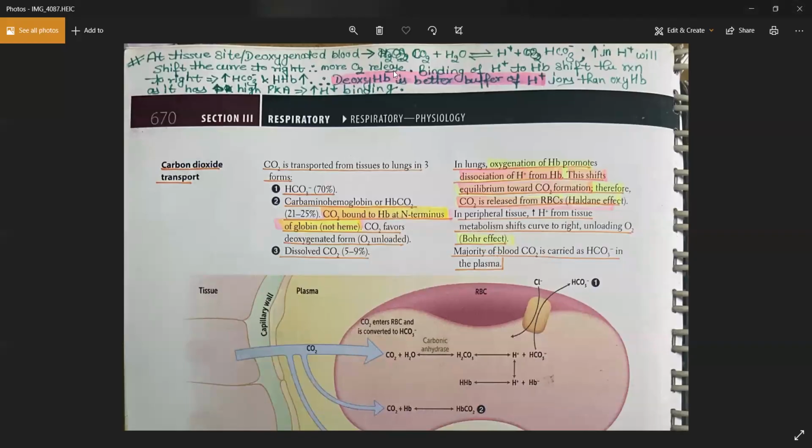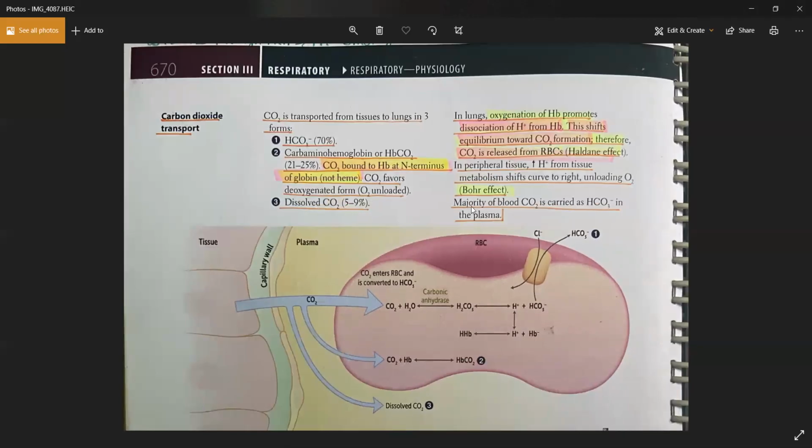So the deoxygenated hemoglobin is a better buffer of H plus, as you can see. It is better buffering my H plus. As a result, I will have more formation of bicarbonate, and more bicarbonate in the blood. So this is the thing responsible for the high level of bicarbonate in the blood at the peripheral sites, because deoxygenated hemoglobin is a better buffer for H plus. Now, the majority of the CO2 is carried as bicarbonate in the plasma, which we have already shown here.